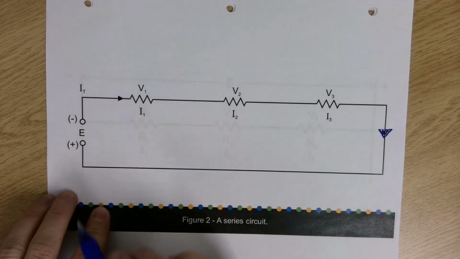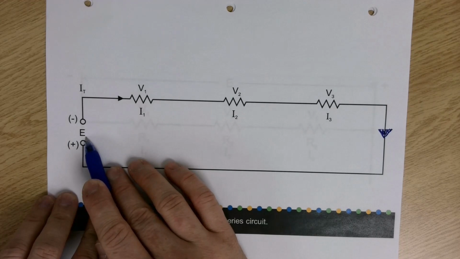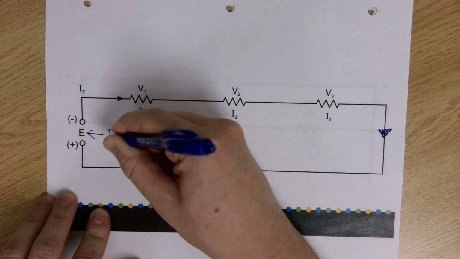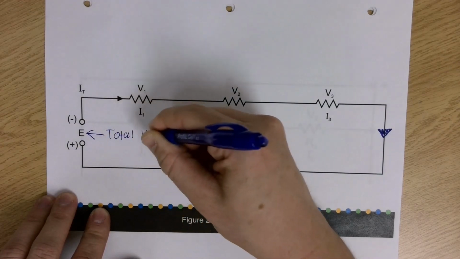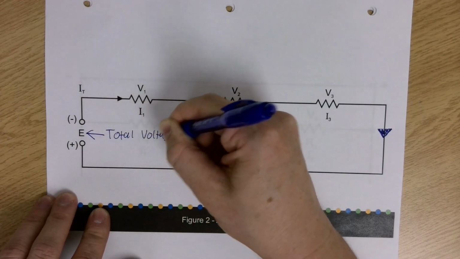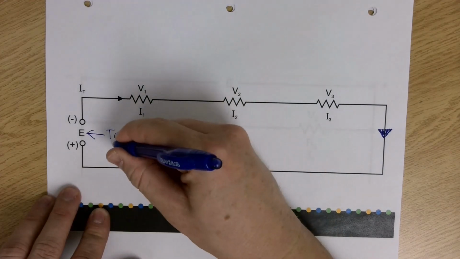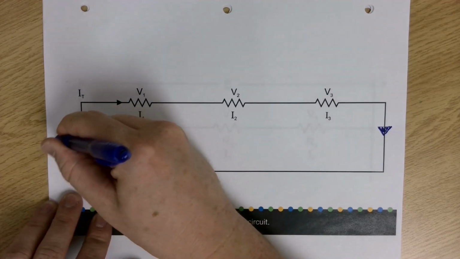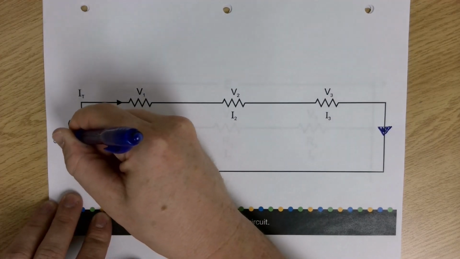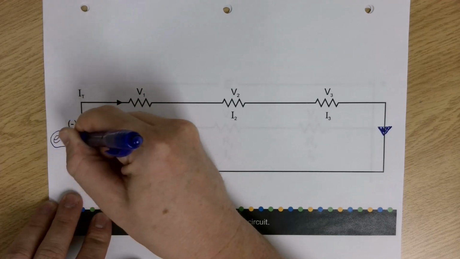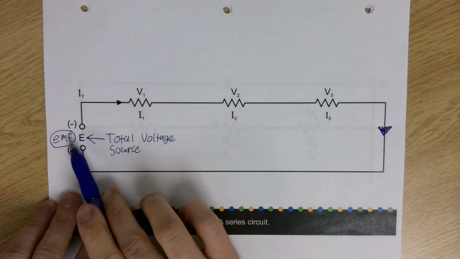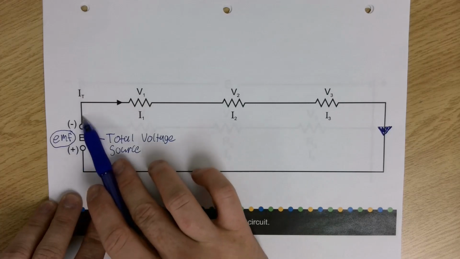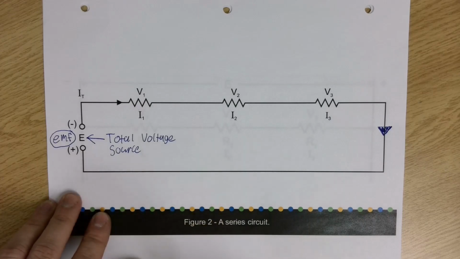Okay. If you remember, E is our total voltage. You may also hear it called the source voltage, right? That's where our EMF is created, our electromotive force. And then that source of electrical energy is where the electrons are going to come out of on the negative and back on the positive.